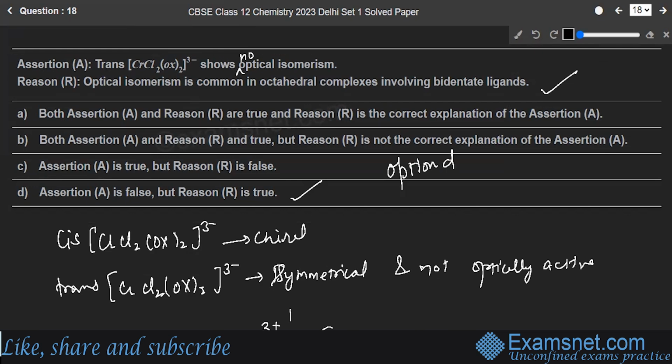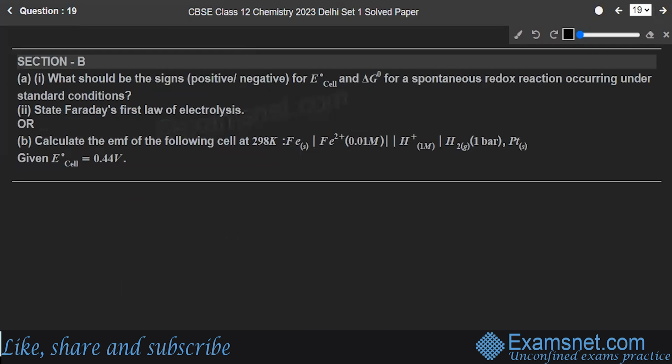So you have the D option as the correct answer. Hope you understood this. Next is question number 19. You are moving to section B now. A bit higher level questions will be coming up. Now, this is a choice question.